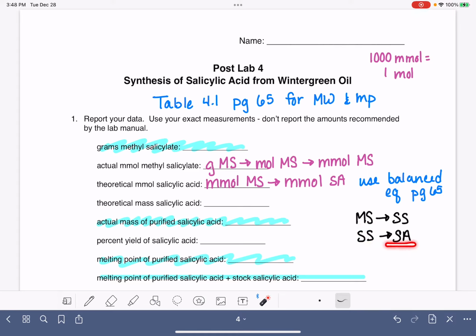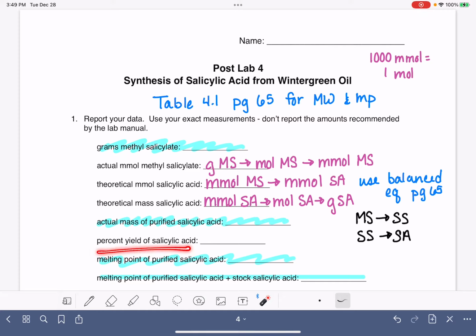Once you get the salicylic acid millimoles calculated, you can calculate the theoretical mass of the salicylic acid. That's going to be the millimoles of salicylic acid converted into moles of salicylic acid, converted into grams of salicylic acid. For the mole to gram conversion, table 4.1 on page 65 will give you that molecular weight.